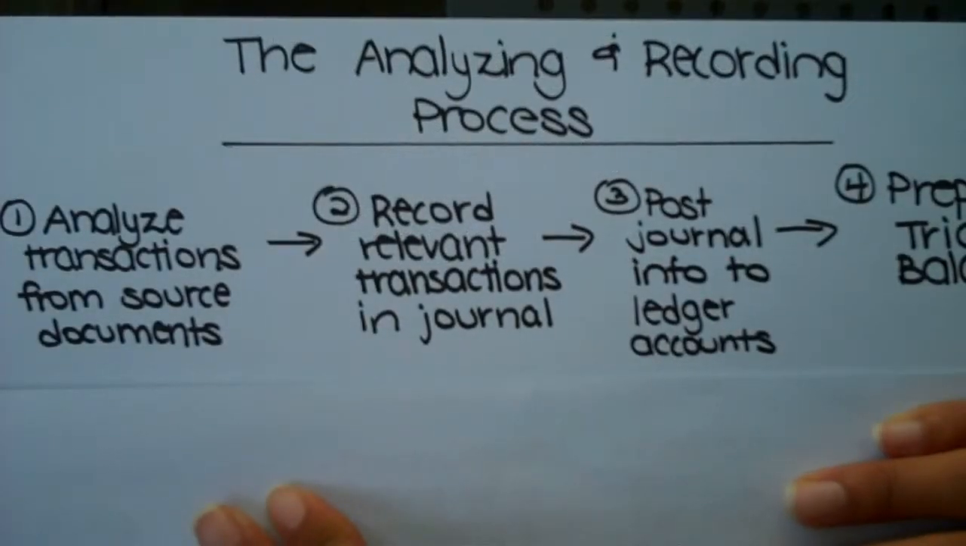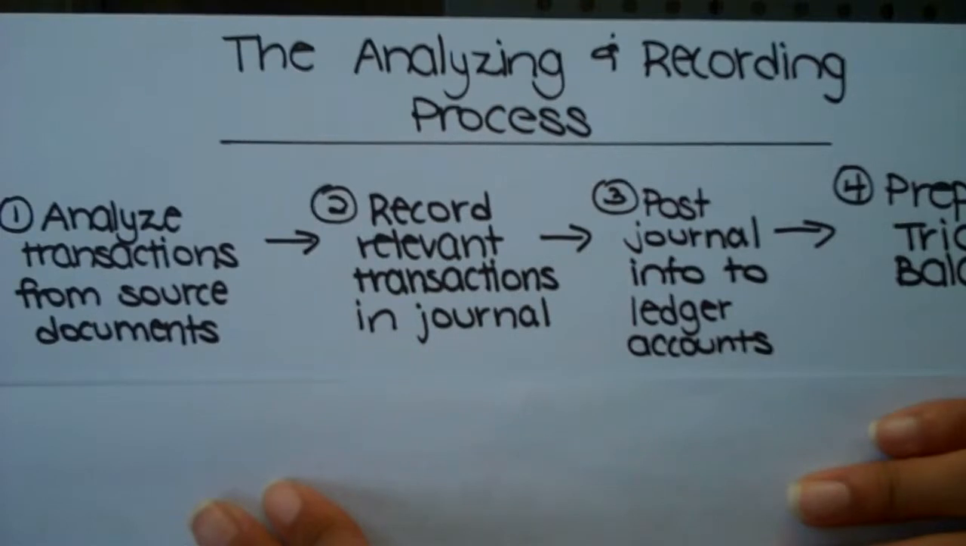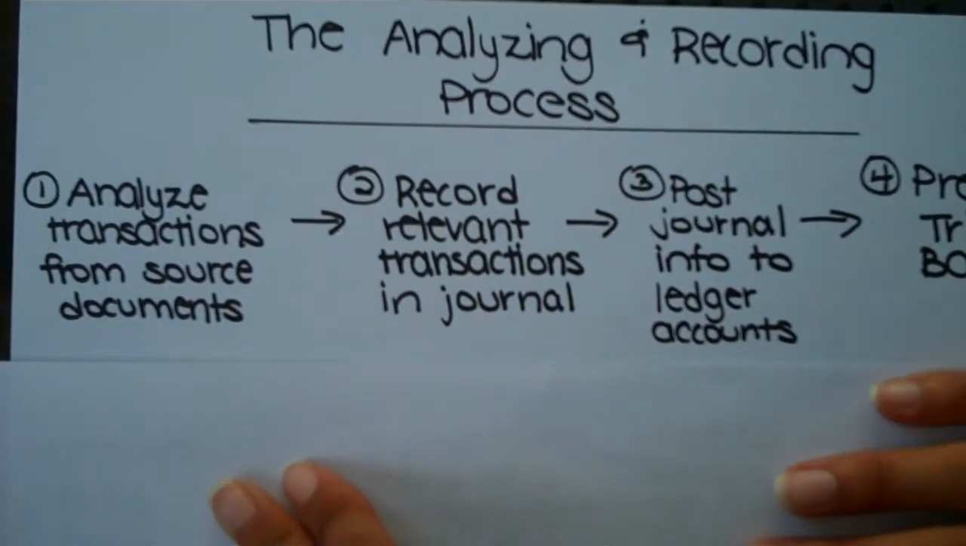From your reading, you're already familiar with the first 4 steps of the accounting cycle, or the analyzing and recording process. We already know that the objective of accounting is to identify, record, and analyze all relevant business transactions. Well, how is that done? Well, here are the first 4 steps of that process.